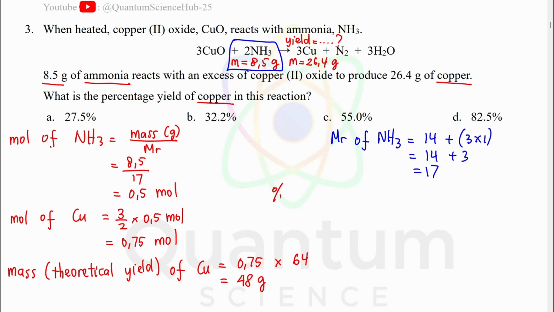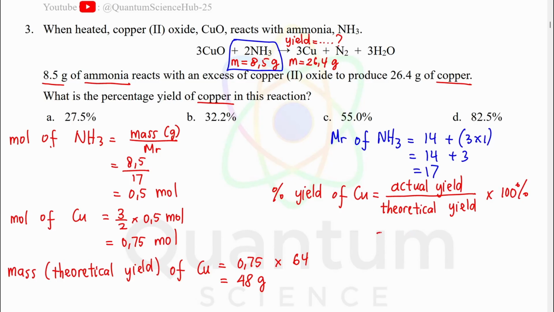Okay, now find the percent yield of Cu. If you still remember, what is the formula? Actual yield divided by theoretical yield and then times 100%, right? So the actual yield is the one that you find from the experiment, which is 26.4, divided by the theoretical yield, which we find from the calculation, 48, and times 100%. So this equals 55%. So the correct answer here is C.